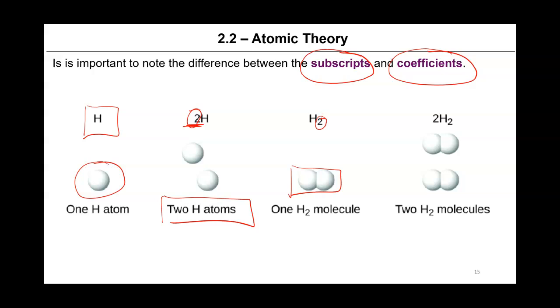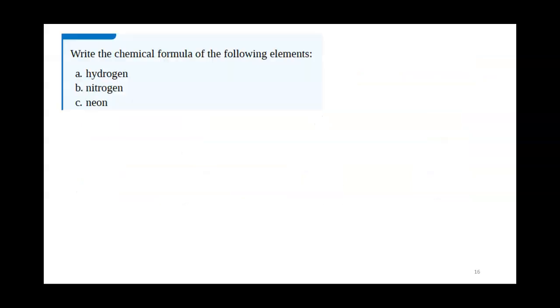Now I can put these 2 ideas together. If I have 2 H2 molecules, then I would use a coefficient to indicate that I have 2, and then a formula subscript to indicate that I have 2 diatomic molecules. So it takes a little bit of practice to get used to reading and writing these subscripts and coefficients.